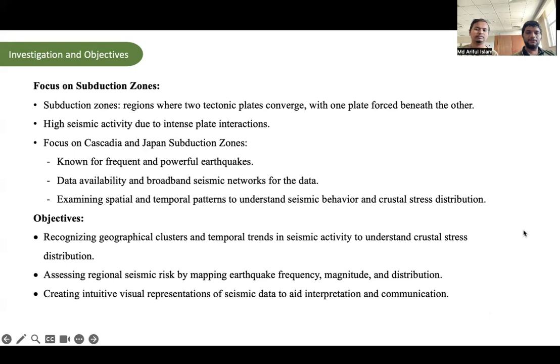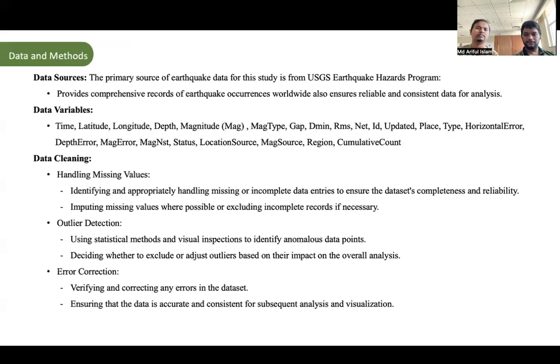Our objective is to analyze the temporal trend and the spatial trend of the seismic activity in those regions, and it helps to understand risk mapping based on the frequency, magnitude, and the distribution of the overall area. And we made visual representations that help to understand the seismic data of those regions.